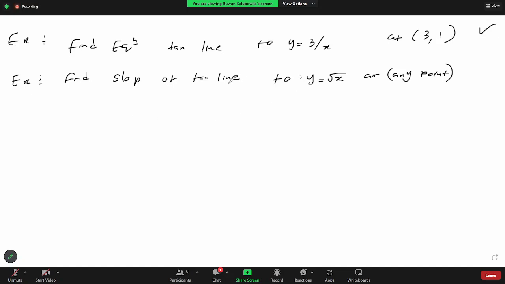So here you have a different one. Find the slope of the tangent line to this function at any point, right? Not a given point, at any point. So here you should have an equation for the slope also, because they did not give us the point, so we have to represent it as an equation. So let's do this one. Let's first write down the equation of the tangent line.